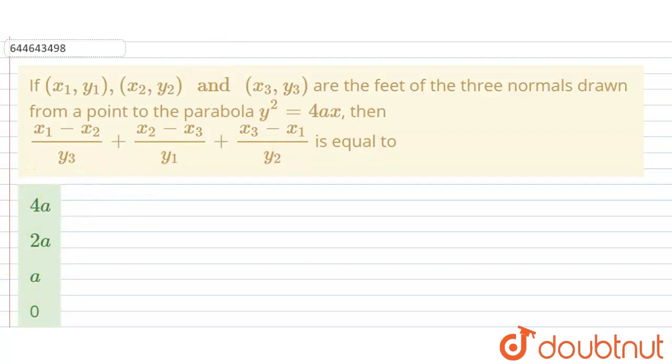Okay students, let's move to the answer. It is the parabola, right? So I'm going to take the general point here. Suppose x_r equals a t_r squared and y_r equals 2a t_r. These are the general coordinates I'm going to take, where r equals 1, 2, 3.